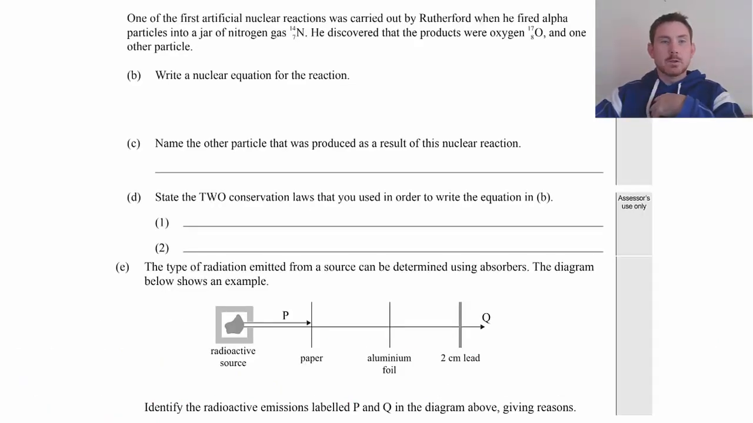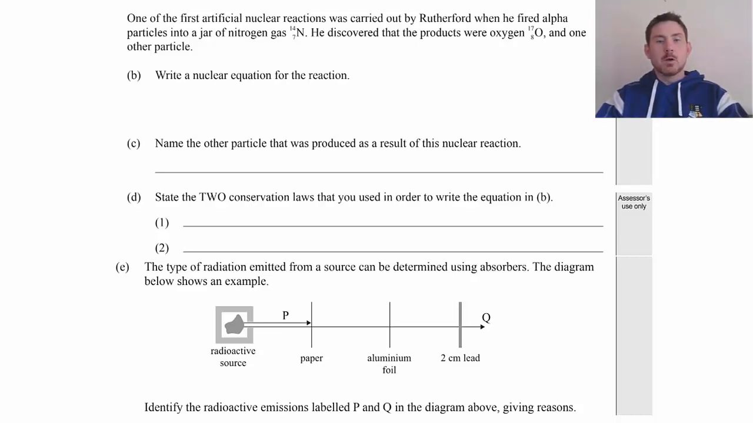Okay, later in question 2, we are discussing some other work carried out by Rutherford, so firing alpha particles into a jar of nitrogen gas, and he found that oxygen was created and one other particle. And so we're asked to write a nuclear equation for the reaction.